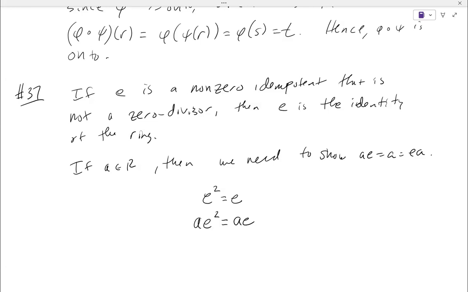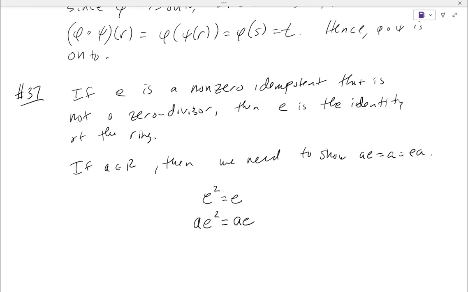We are also given that E is not a zero divisor. In order to be able to use that fact, what do you think we should do with this equation? If I want to use the fact that something's not a zero divisor, what should we probably do? Divide by the E. Okay, you're right. That's kind of the idea we're going to use here, but let's think about it in terms of multiplication. So instead of dividing, in order to be able to use that fact, what would I like to see on one side?